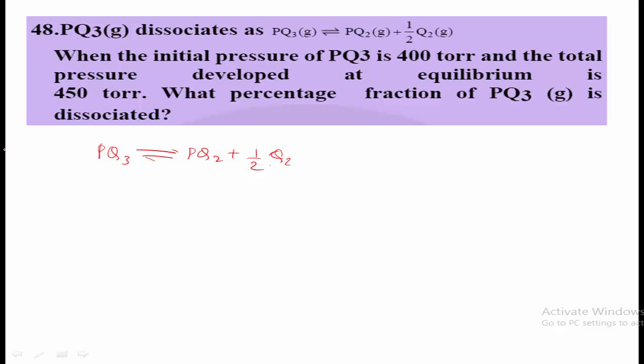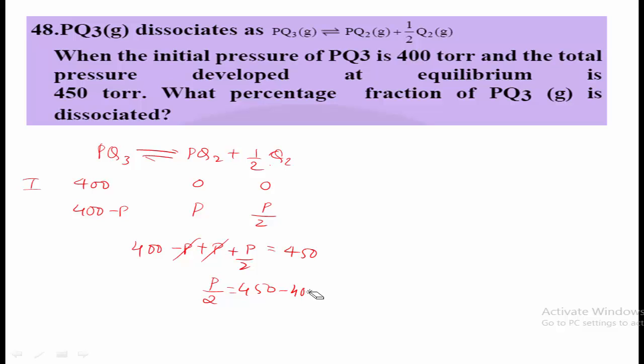Now initially what is the pressure? Initially 400 torr pressure is there and these are not formed, so the pressure is 0. At equilibrium certain pressure has changed, that is 400 minus P, and its pressure becomes P and its pressure becomes P by 2 because it is half. So the total pressure at equilibrium will be 400 minus P plus P plus P by 2. This gives 450, that is total pressure. So minus P plus P cancels. So P by 2 is equal to 450 minus 400.